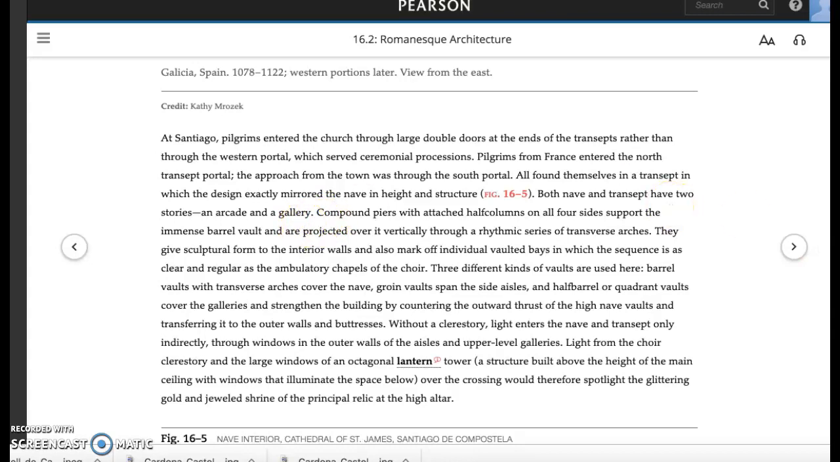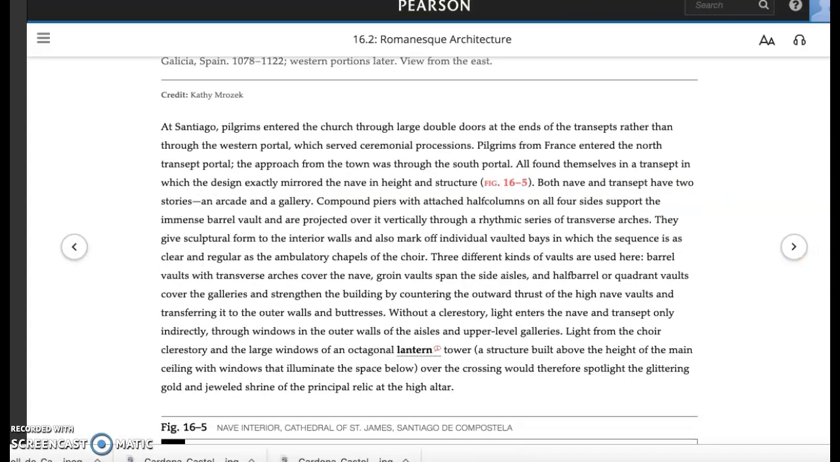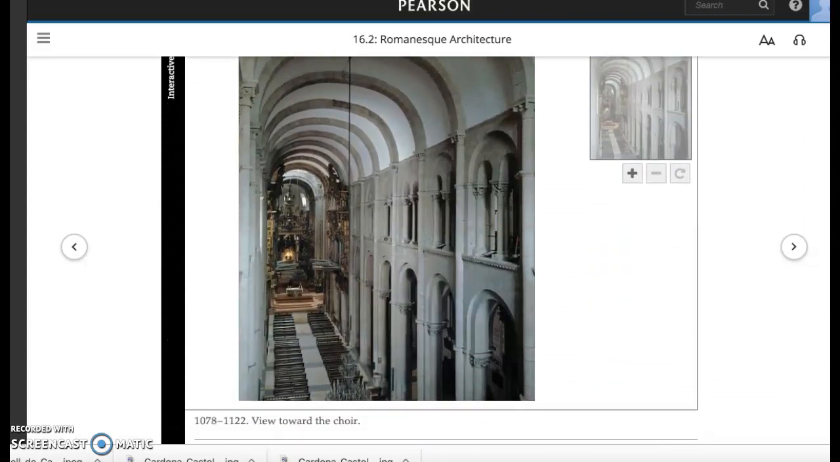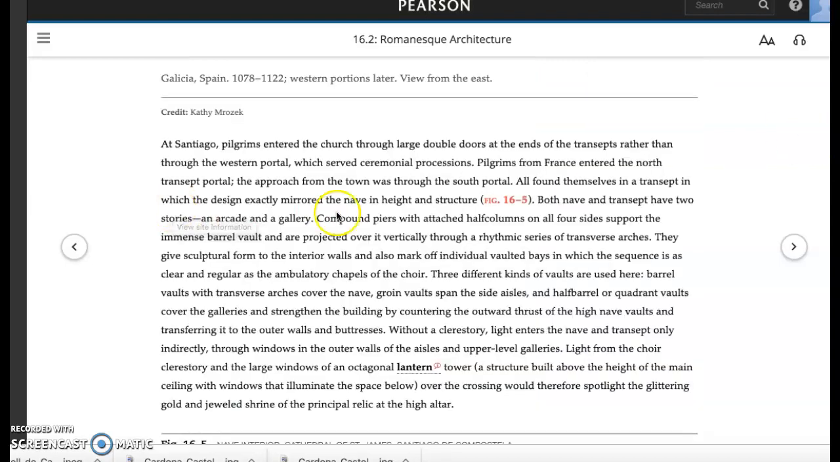So as you read, sentence by sentence, go to the photographs or the drawings. So come down here. They said you've got 2 stories, okay? The first story is a very tall arcade. Remember, an arcade is a row of arches. And the second story is called a gallery. It also has arches. Notice the difference in proportions. This is shorter, this is taller. Next sentence gives you more terms to link to what you see.